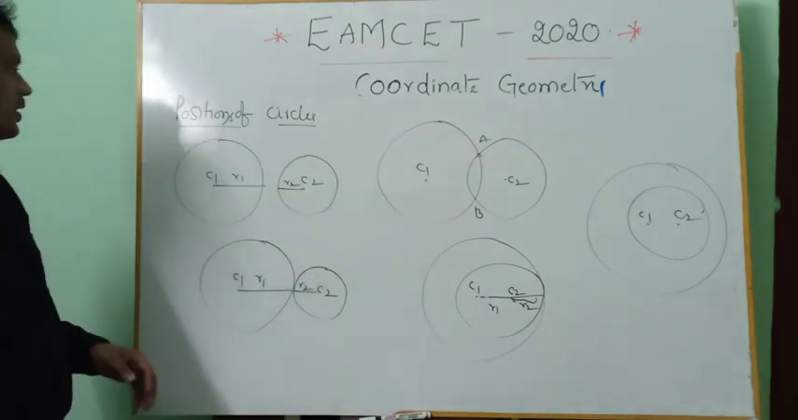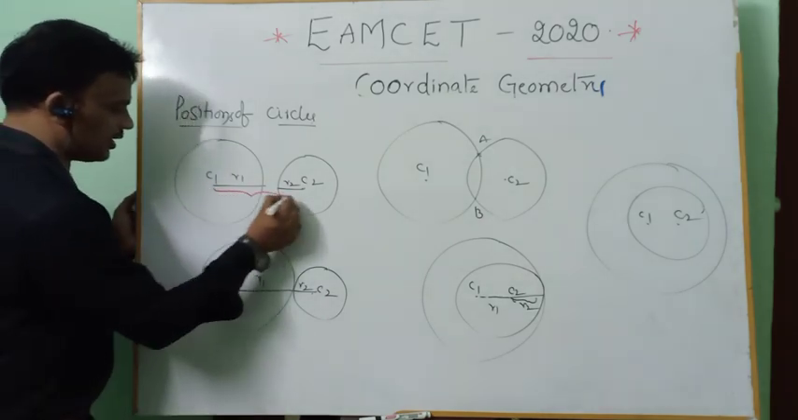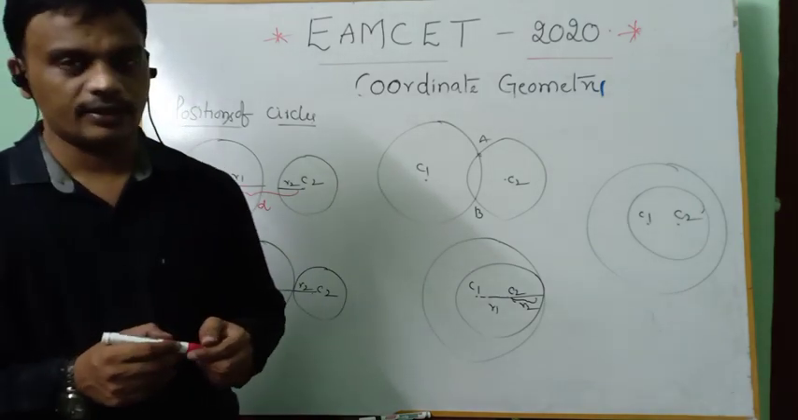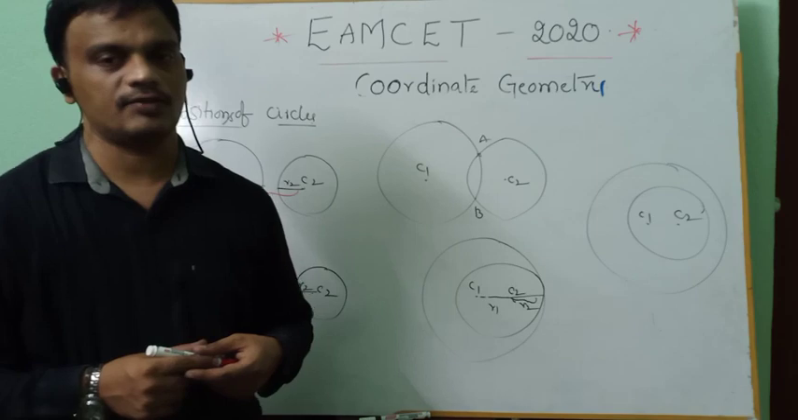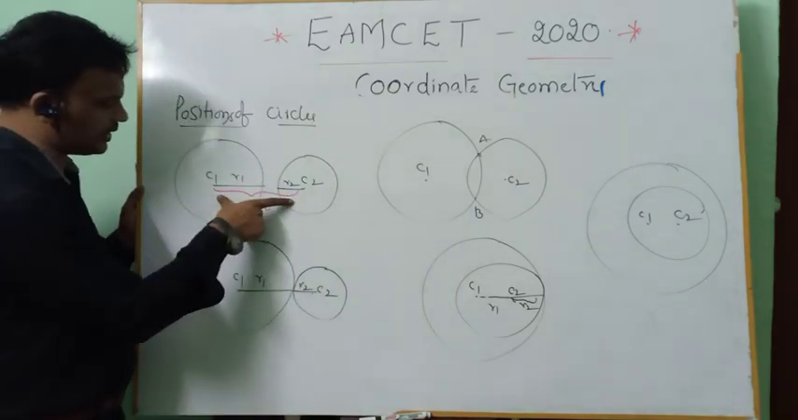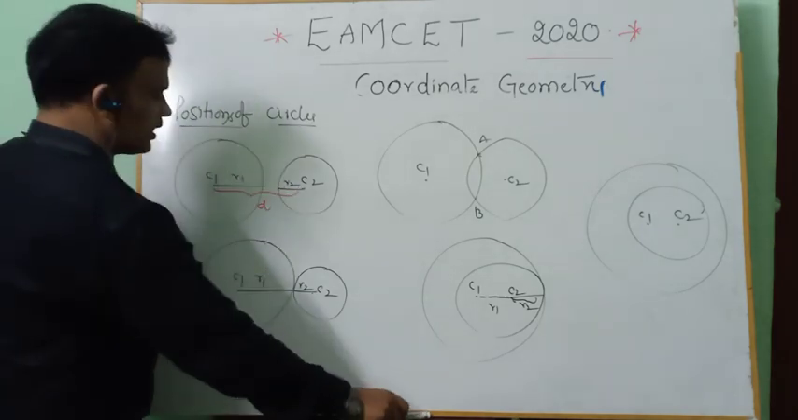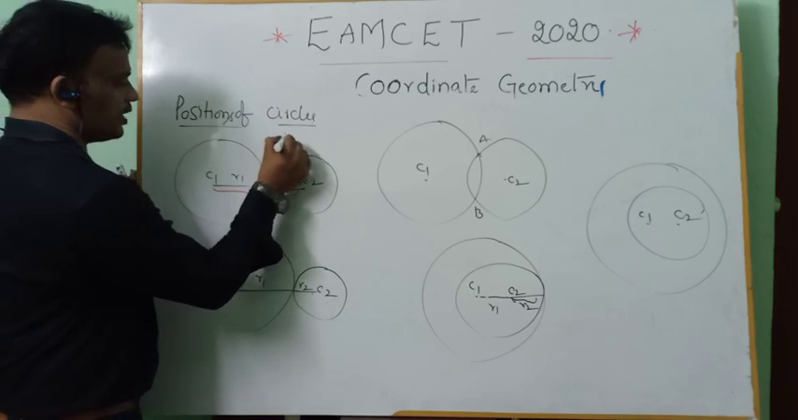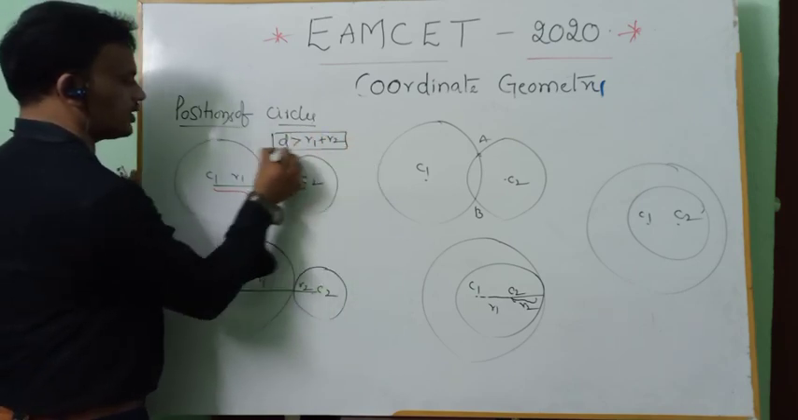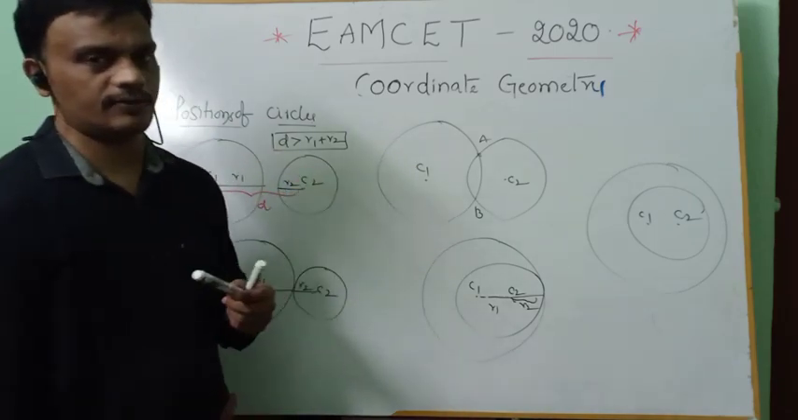Let us see, coming to the first condition. C1C2 is the distance between the centers of the circles, which is denoted by D. Here clearly you are going to observe this one. D is greater than R1 plus R2. Am I right or not? So here clearly I am going to write the condition: D is greater than R1 plus R2. Then you can say the 2 circles are present exterior to each other.